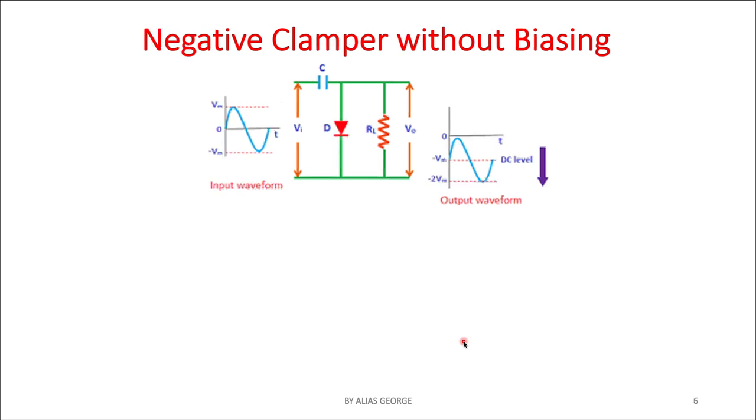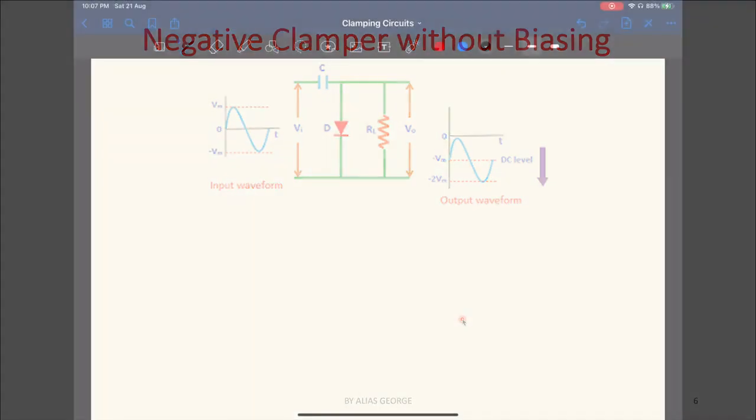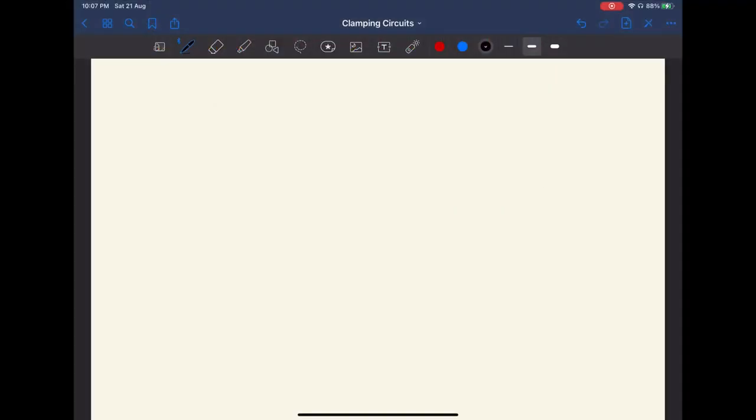Next, we are going to negative clamper without biasing, which means the output waveform will be shifted downwards. Okay, so we will be explaining this. We are going to explain the negative clamper without biasing. It's a negative clamper and the battery is also not included.